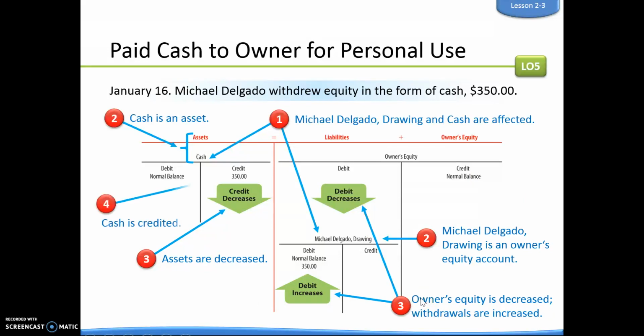And then our fourth thing is to identify, are those going to be debits or credits? Well, since cash is decreasing, we know that that is a credit. And then our Michael Delgado drawing account is a debit. Okay, those are 2 tricky ones, drawing and expenses. They increase with debits, decrease with credits, because they have to be the opposite of our owner's equity account, which increases with a credit and decreases with a debit.